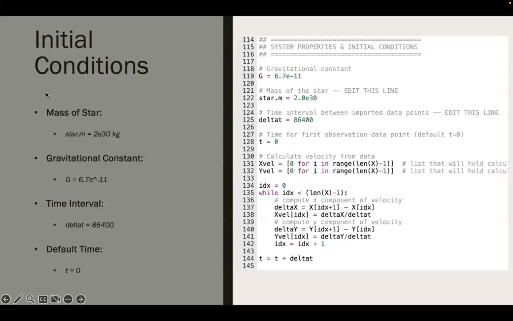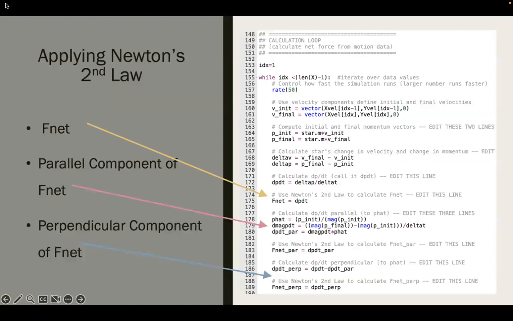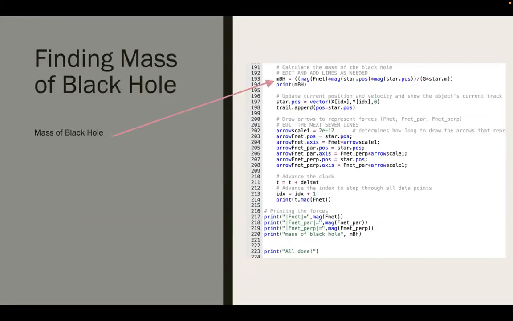First of all, we initialize the conditions. The mass of the star, 2 times 10^30, the gravitational constant, 6.7 times 10^-11, the time interval, 86,400, and the default time is 0. We applied Newton's second law. Here we replace Fnet with dp/dt, and then we code the parallel component and the perpendicular component as well. And then we find the mass using the Fnet, the start position, the magnitude, and G.